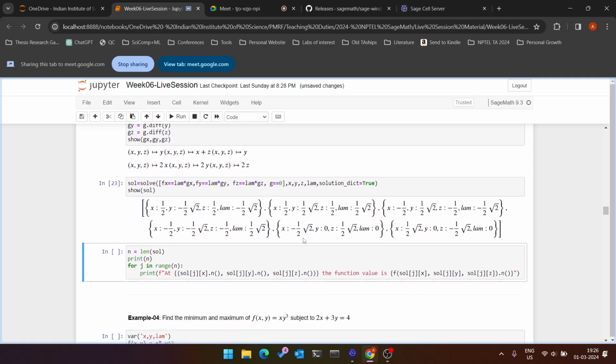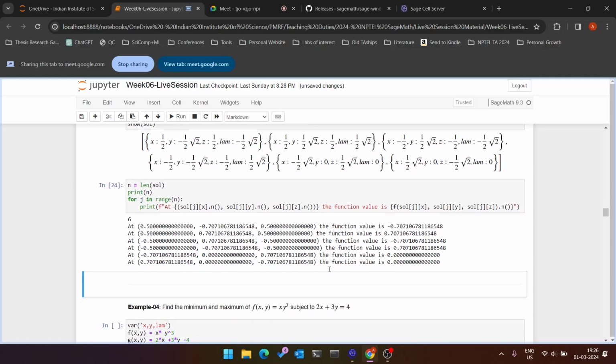So you can see that Sage gives us six solutions in total. How do we find out which of these are minima or maxima? A crude way to do so could be running a for loop, calculating the function value f of xyz at each of these xyz values.